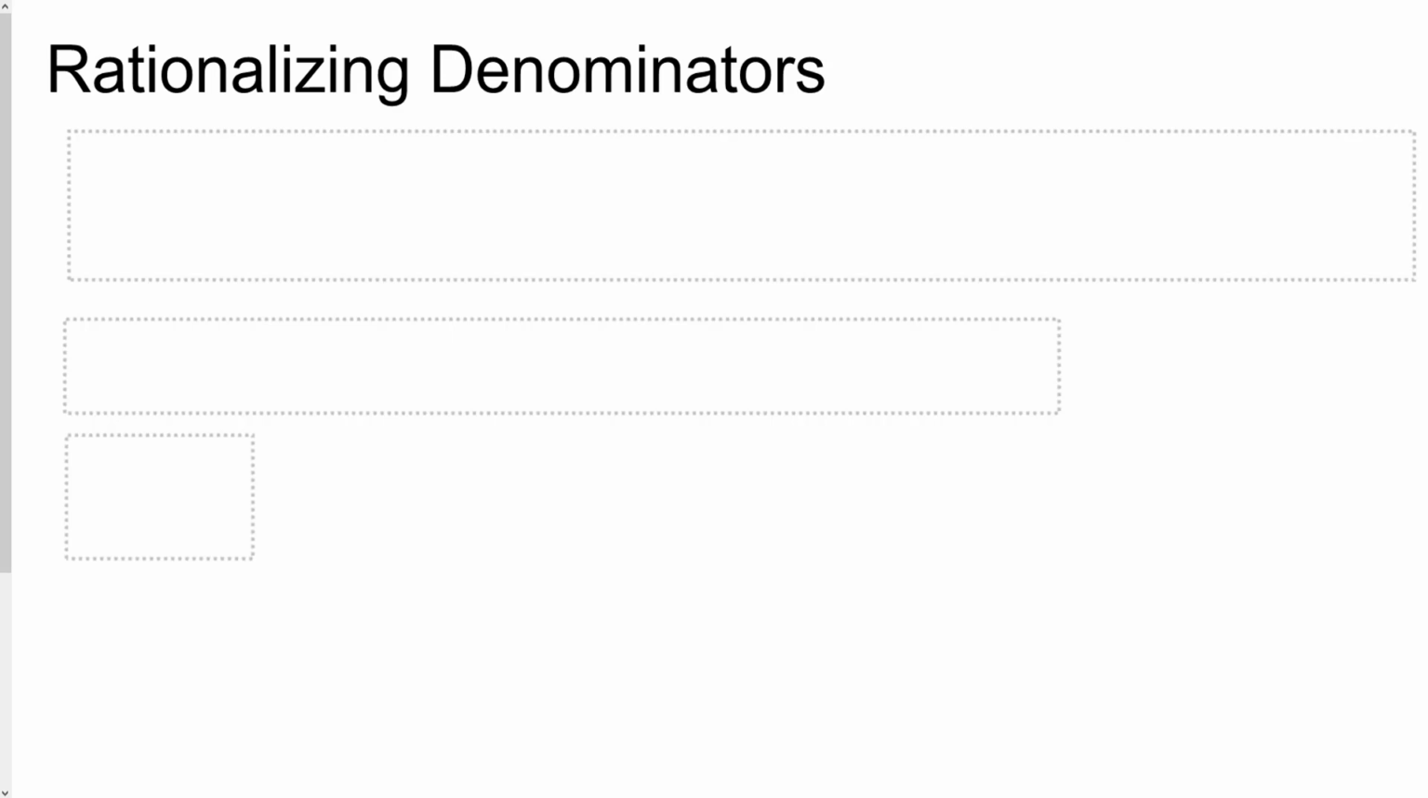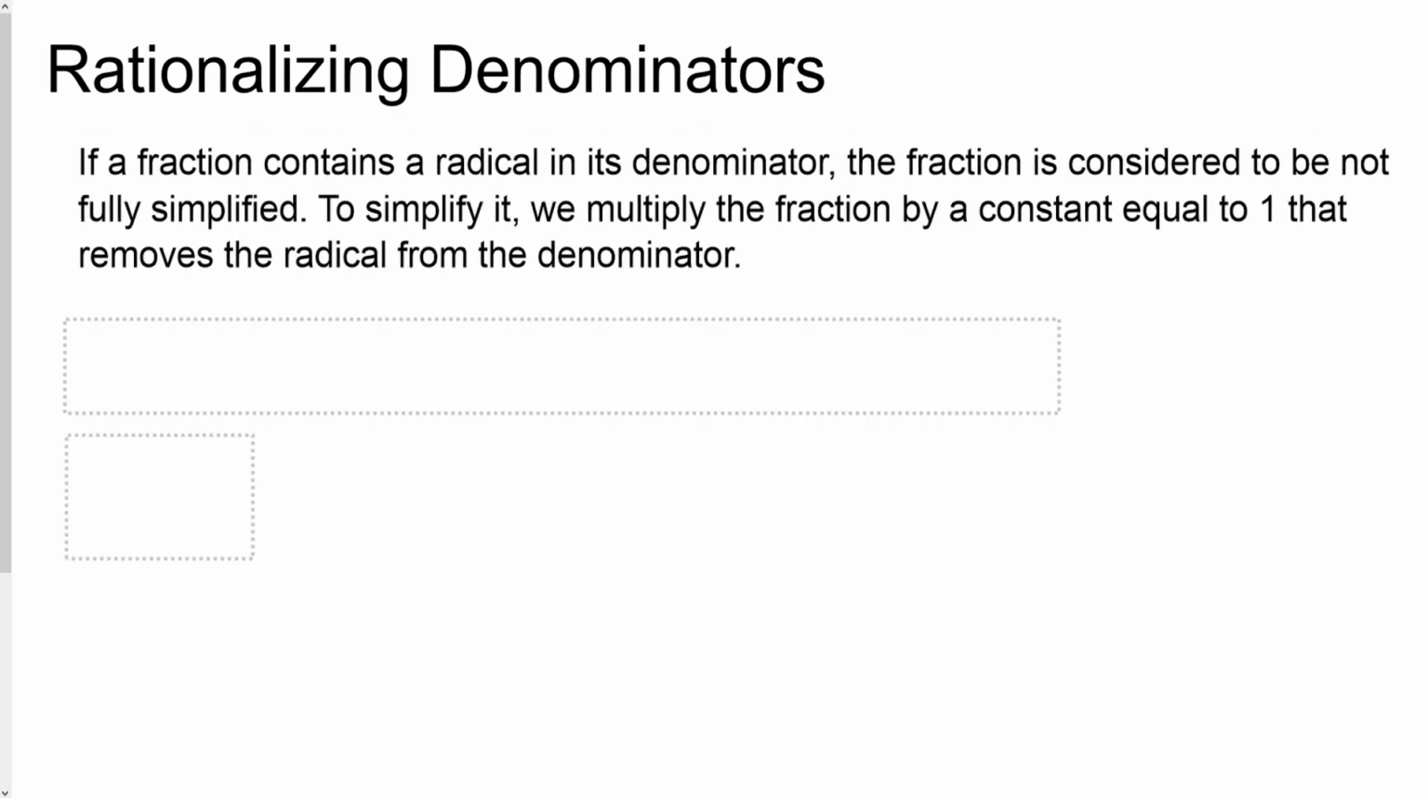This review lesson is about getting you up to speed on rationalizing denominators. If a fraction contains a radical, which is basically a square root in our case, in its denominator, then the fraction is considered to be not fully simplified. To simplify it, we multiply the fraction by a constant equal to 1 that removes the radical from the denominator.